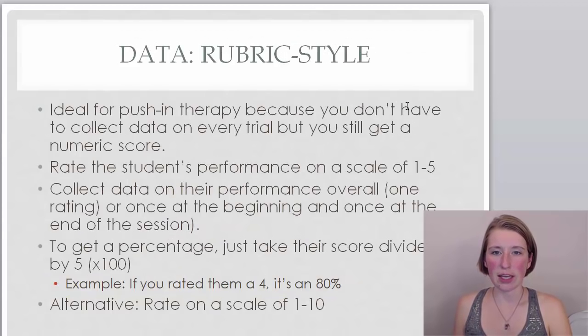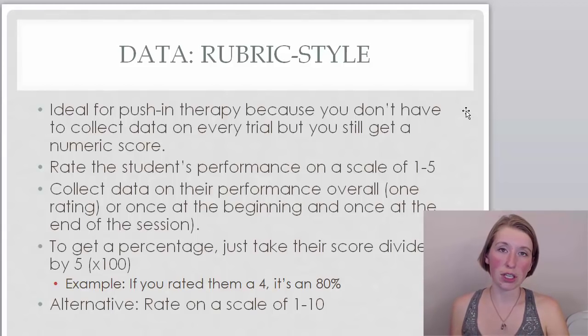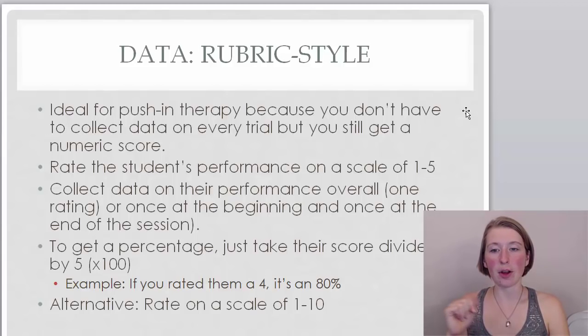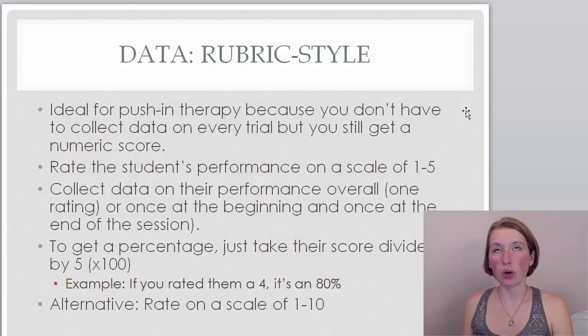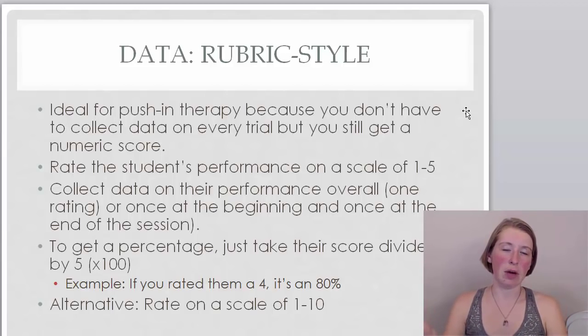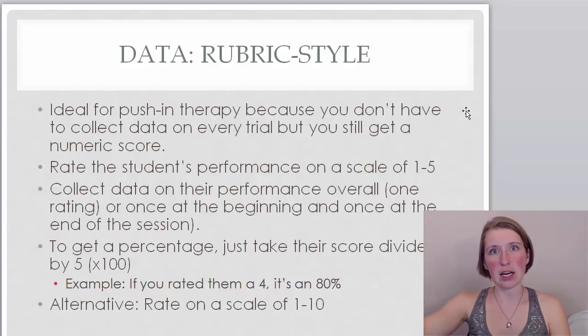And talk about that data, the rubric style. This is the one that I recommend for push-in therapy because you don't have to collect data on every single trial that happens, but you can still get a numeric score, which allows you to have percentages and be able to mark progress. So what you're going to do is rate the student's performance on a scale of 1 to 5, and you're going to collect data on their performance overall. So you get 1 rating for the entire session. Okay, so you say, well, for most of the session or a majority of the trials, the child needed this amount of support, so I'm selecting a number 3.